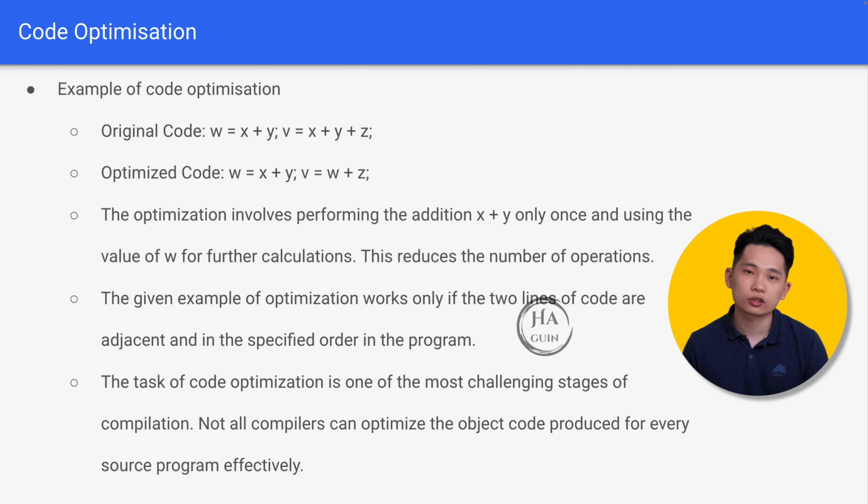Lastly, the task of code optimization is one of the most challenging stages of compilation. Not all compilers can optimize the object code produced for every source program effectively.